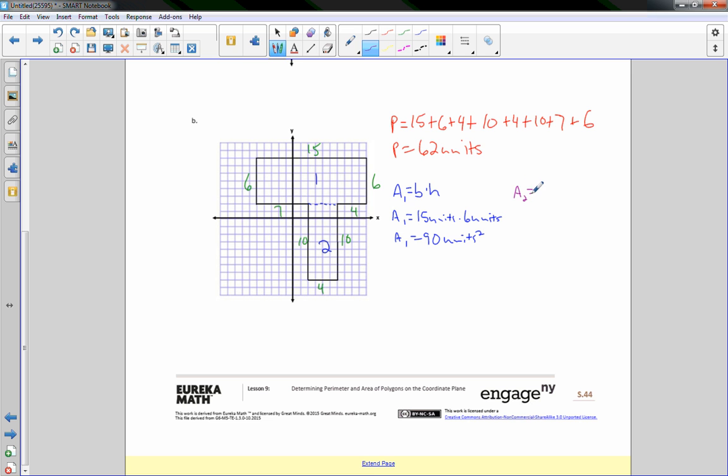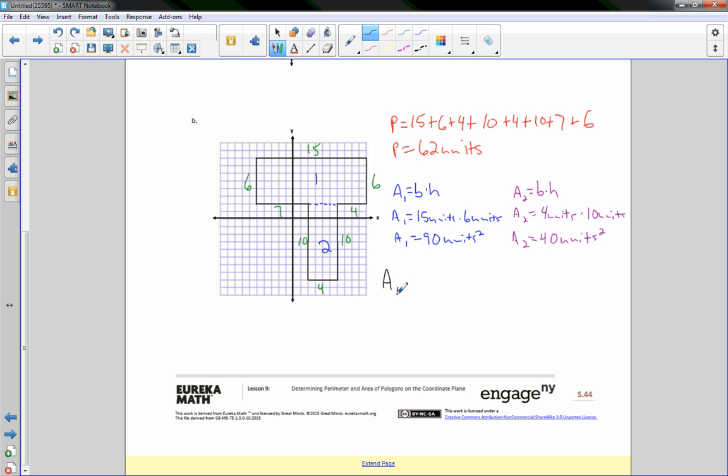Now we're going to work area 2. It is also a rectangle, so the formula is base times height. So area 2 equals the base of 4 and the height of 10. 4 units times 10 units. And the area of area 2 is 40 units squared.